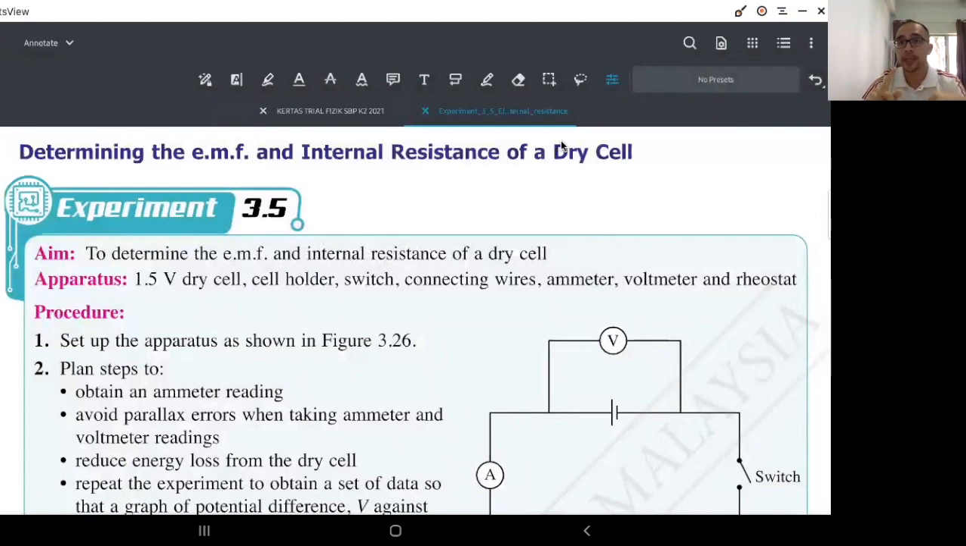Okay, so let's begin again by looking at one of the experiments, which I think may come out in our Paper 3 this year. The first experiment, which we covered twice for both SA and ST, is the Ohm's law experiment.